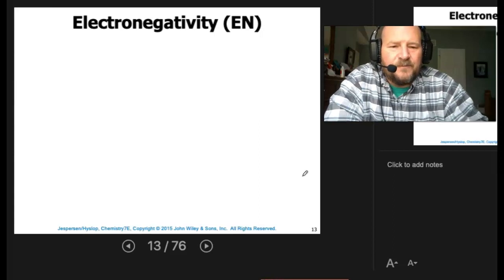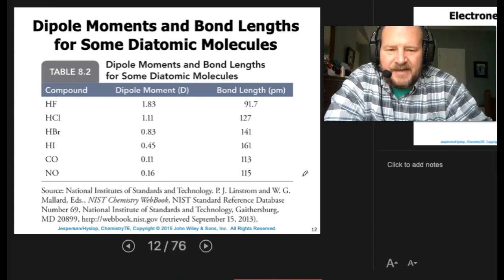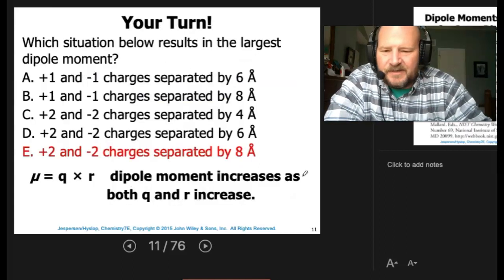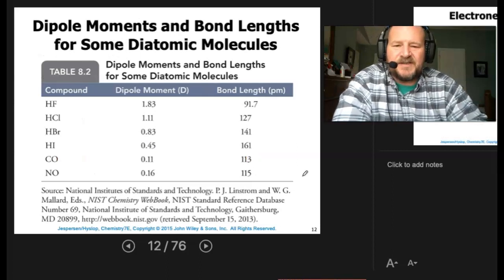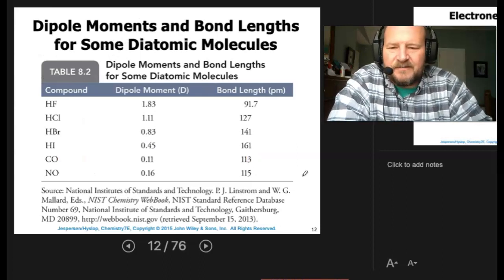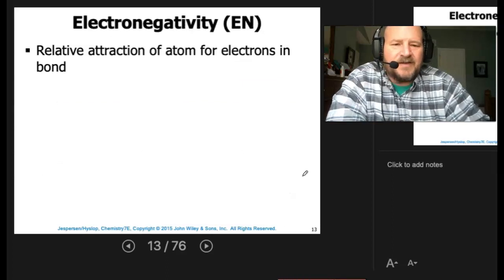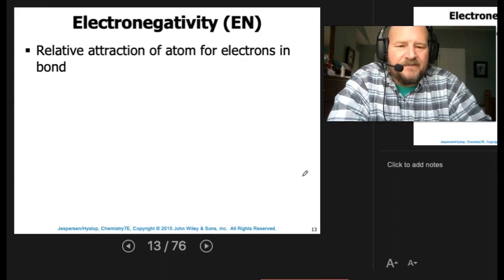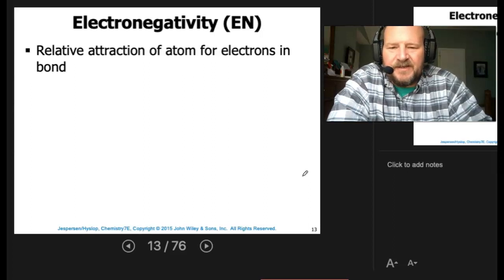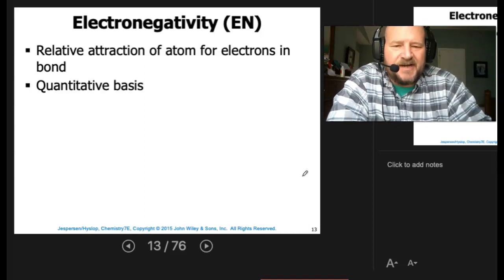So let's look at electronegativity, because that data table seems to go opposite of what this one is telling us. Mu is supposed to equal Q times R, but as that length gets longer, the dipole moment is actually going down. Well, electronegativity is the driving force behind all of this. This is the relative attraction of atoms. Remember, I said you can assign a number.